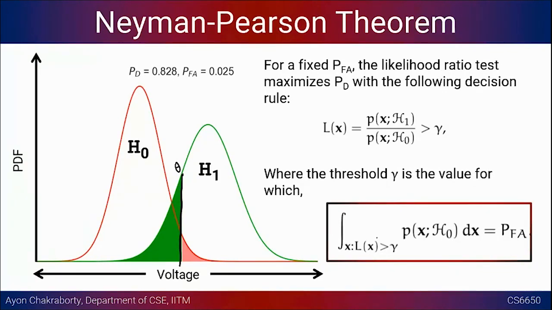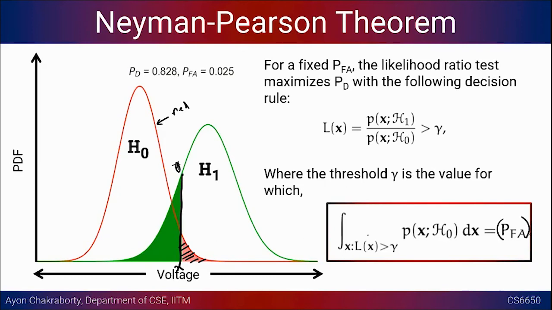We are basically seeing for which value of x, let's say this is, or let me use the term x instead of theta, the area under the curve from x onwards to infinity, the probability of x under the hypothesis H0, which means I am working with the red curve, the H0 curve, is PFA. So PFA is the area under the curve, which is marked as red. I am marking them in the figure.